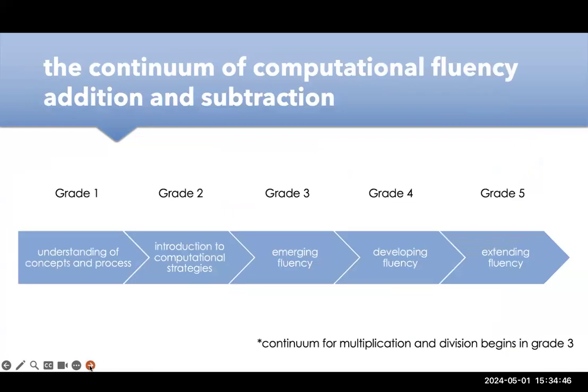We have a continuum of computational fluency in our curriculum that begins in grade 1 for addition and subtraction, where the concepts and processes of addition and subtraction are introduced. And then as the grades develop, there's more fluency expected as students learn different strategies, mental math strategies, and begin the recall of their addition and subtraction facts. For multiplication and division, that begins at grade 3. And again, would extend into grade 7. Part of that extension across the grades is applying those strategies with smaller numbers to working with larger numbers.